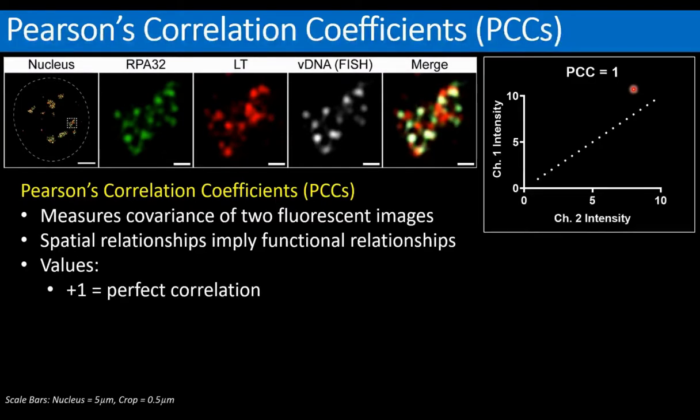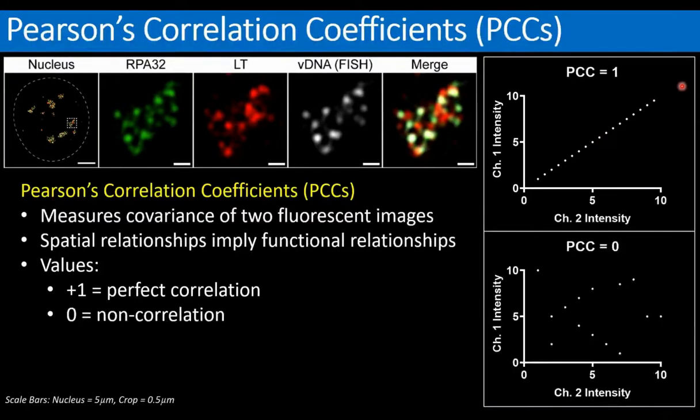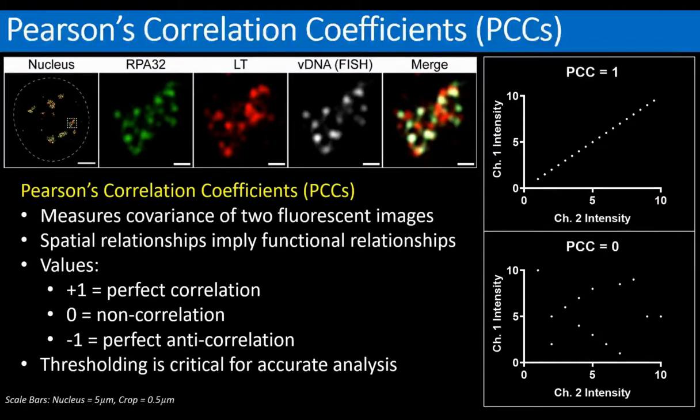So a perfect correlation of 1 would look like this. There's a perfect correlation at each pixel between the two fluorescence channels. A non-correlation of 0 would look something like this. You can also imagine a perfect anti-correlation of -1 that typically indicates exclusion or repulsion of whatever's in your images. When it comes to analyzing fluorescence microscopy images this way, thresholding is a critical step in isolating signal that you want to analyze.